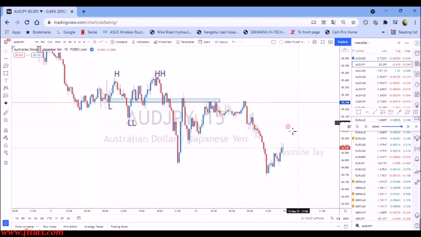Okay, as you can see, the price has reacted from here to our supposed TP, this area. It is close to 60 pips. So this is a very good win ratio reward for our setup.